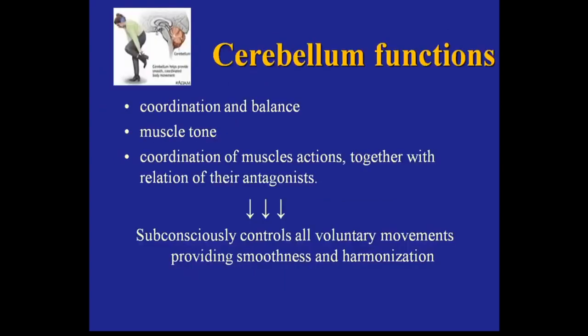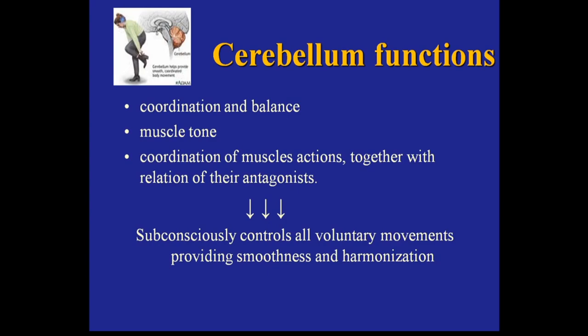But the main parts of the extrapyramidal nervous system are the cerebellum and the basal ganglia or basal nuclei systems. We start from the cerebellum function, and we start with the cerebellum's role in all processes in our organism. The main cerebellum function is regulation of coordination and balance. And the second very important function is regulation of the muscle tone.